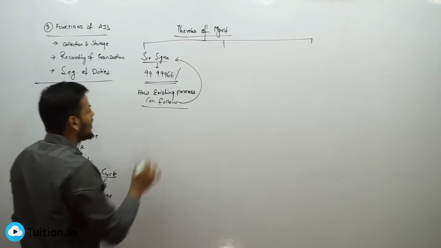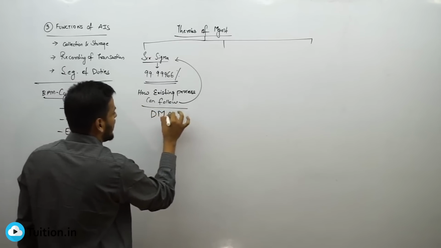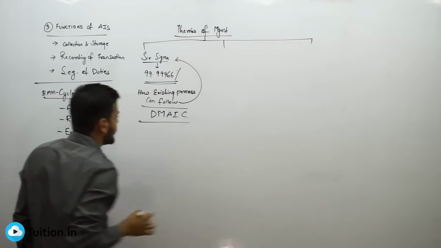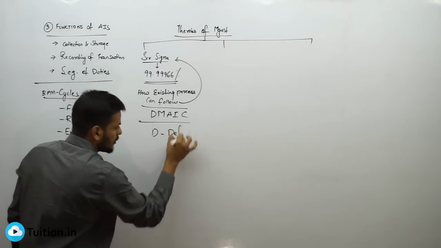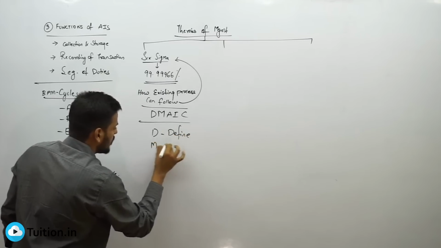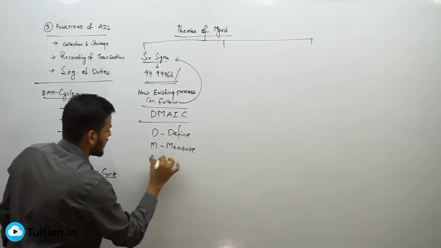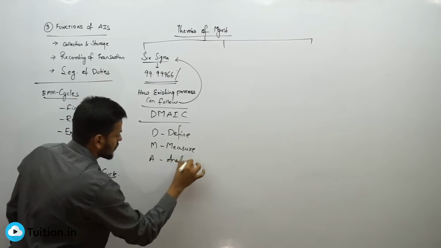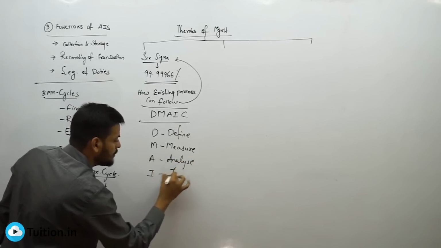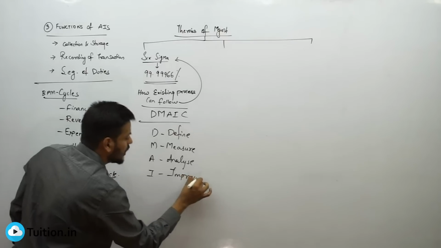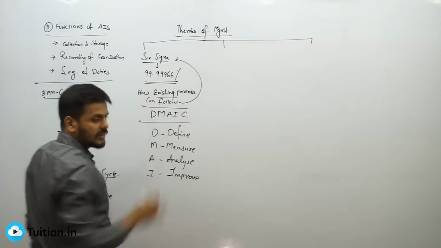We have a technique called what? DMAIC. What is DMAIC guys? D for define, M for measure, A for analyze. What is I? I is the key thing here. Improve. When can you improve something? When it's already in existence. That's why I talked about existing process.